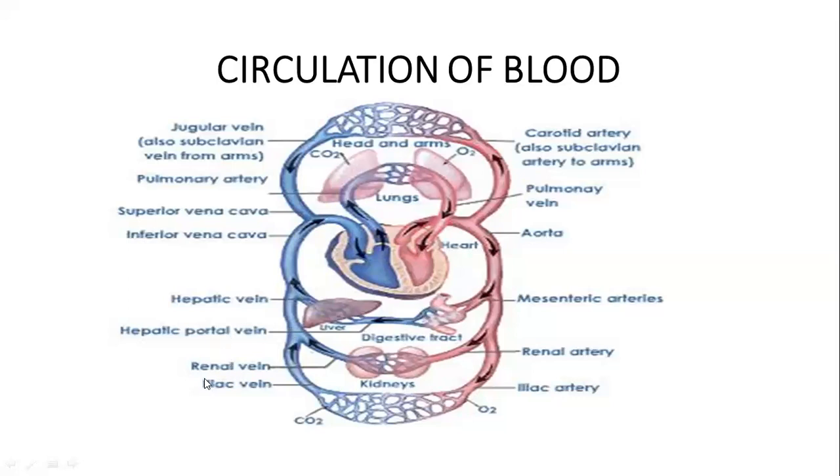Then we have renal vein. It takes the deoxygenated blood from the kidneys to the inferior vena cava, which takes the deoxygenated blood back to the right side of the heart. Then we have iliac vein, which takes the deoxygenated blood from the legs to the inferior vena cava, which takes the blood back to the right side of the heart. So this diagram shows the circulation of blood.